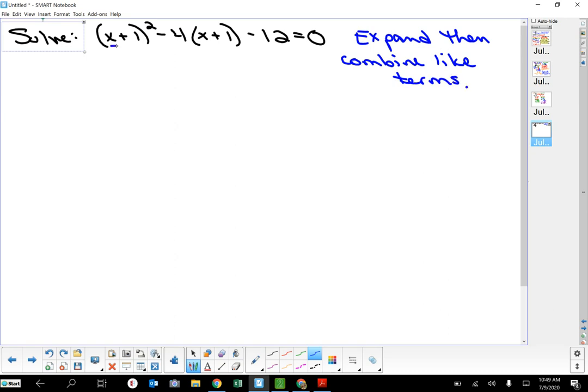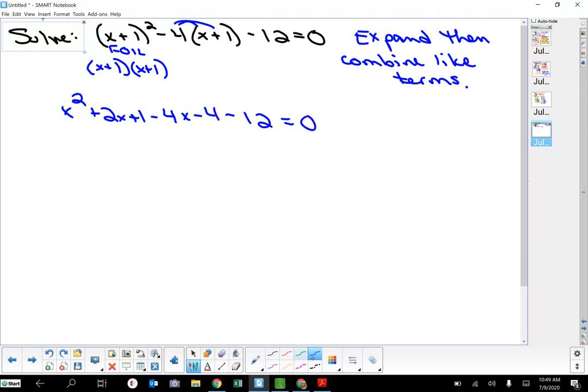So we're going to FOIL out the x plus 1. Remember, that's x plus 1 times x plus 1, which gives you x squared plus 2x plus 1. Distribute the negative 4. Bring down the 12. And then let's combine like terms. So I have x squared. 2x minus 4x is minus 2x. Then I have negative 4 minus 12. This is a negative 16. Plus 1 is negative 15 equals 0. So you now have an actual quadratic in ax squared plus bx plus c form.